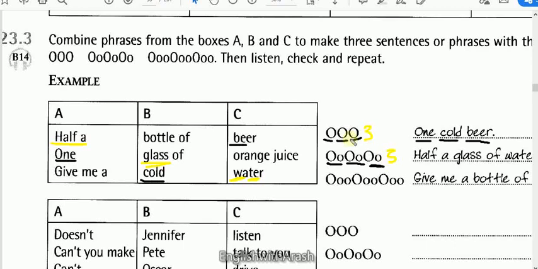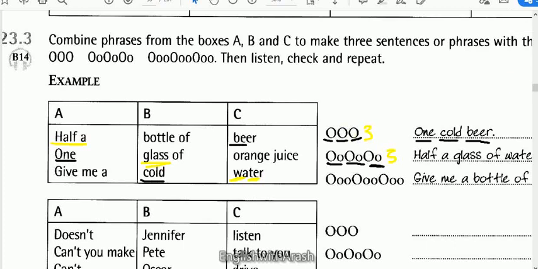Let me tap because the rhythm is very important in English. I'm going to tap on my desk. 1 cold beer. Half a glass of water. Give me a bottle of water. So the rhythm is the same, and that's why you sound more natural when you follow the rhythm.